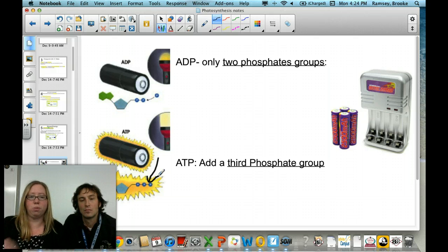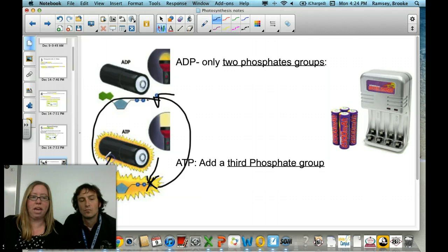So it's like a rechargeable battery. When you break this bond, it goes back to ADP. When you form the bond, it goes back to ATP. So it's like a cycle, like a rechargeable battery.